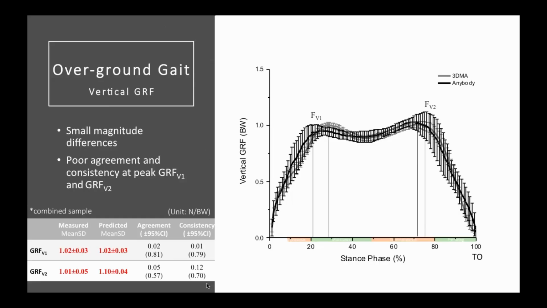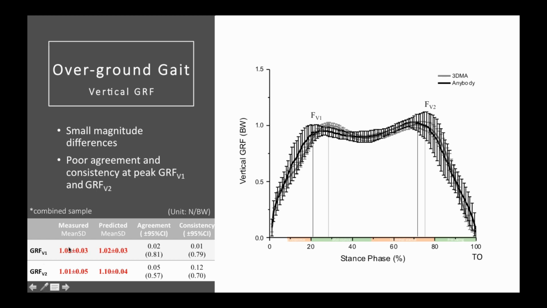So as far as the results go, I'm just going to show you the ground reaction forces that we obtained using AnyBody as compared to the force plate, the predicted versus the measured ground reaction forces. As far as the vertical ground reaction forces, the magnitude is small, as you can see here in the table. We were interested in the peak forces, and I'm going to talk about this in a minute. You can see they're very close as far as the pattern goes.